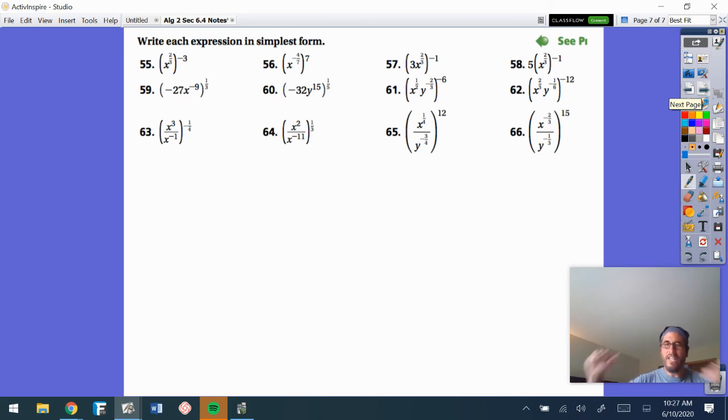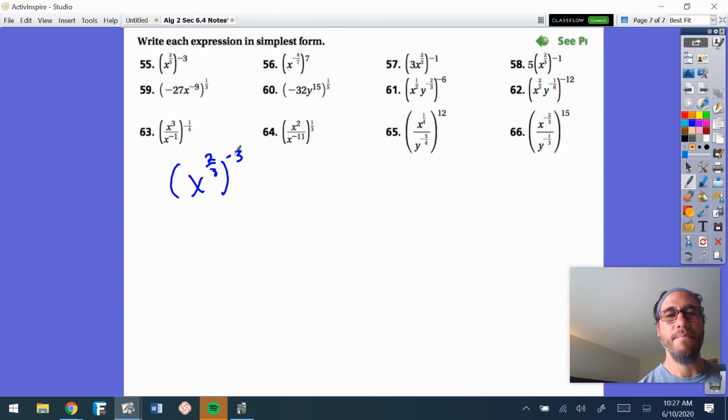Woo! Here's our last page. Let's get it. These guys are a little bit different. Okay, this is what we call a power to a power. Power to a power. All right, and what does this look like? Let's see. 55. We got x to the 2/3 times power to a power. Whenever it's a power to a power, you multiply.